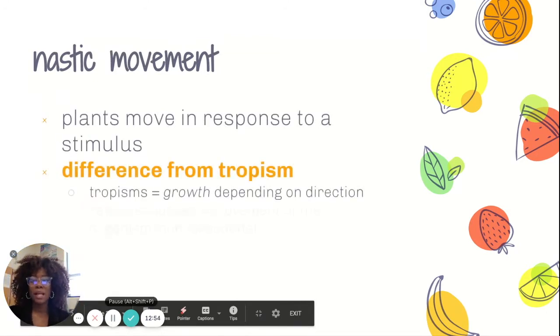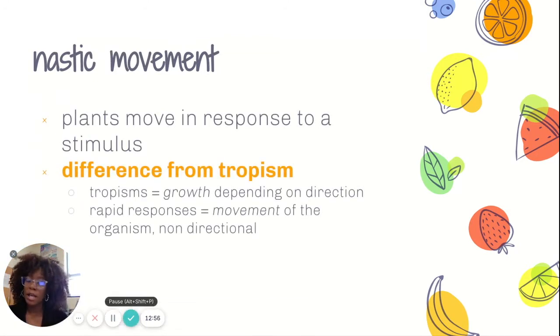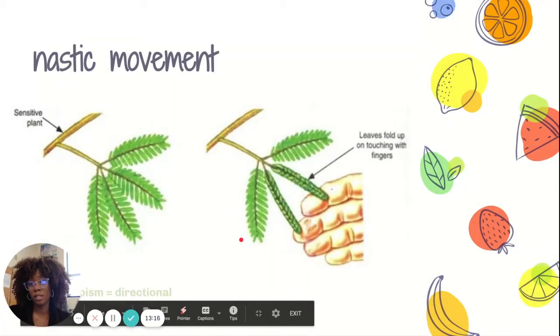So nastic movement is when plants move in response to a stimulus. Again, the difference from tropism is that tropisms are going to affect the growth of a plant depending on direction, while nastic movement is just a movement of the plant that is non-directional, okay? So one of them is about growth and has a direction. Another one is just about moving of the plant and is not dependent on the direction of the stimulus, okay?